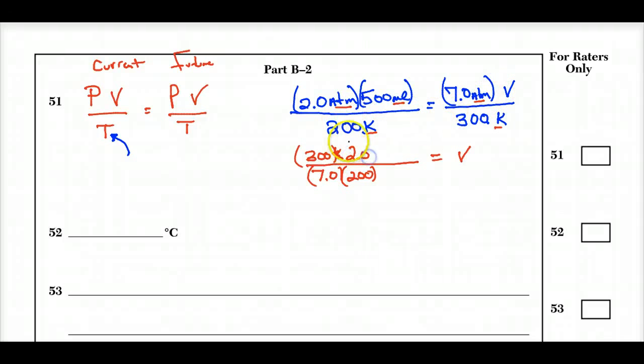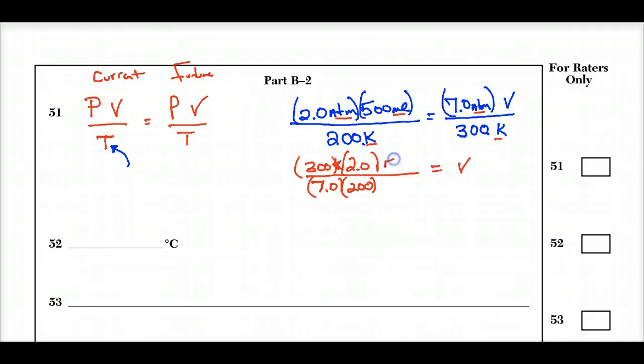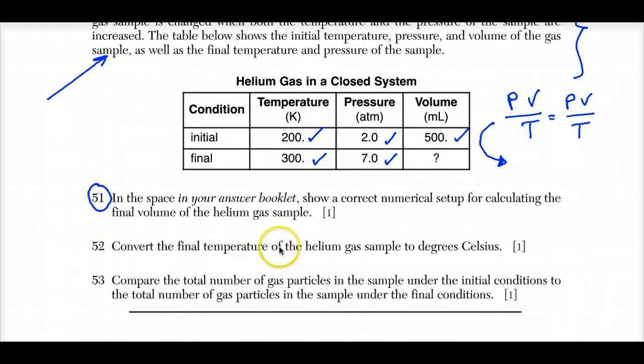So 2.0 and 500, and this is totally acceptable as well. All we did was put something on the top, on the bottom, something on the bottom, on the top, algebraically, because we multiplied both sides by 300 over 7.0 to cancel this side out, and solve for V. So clearly this one, or some combination where these numbers are on the right side, is correct. That would give you a point. Number 52. Number 52 states, convert the final temperature of the helium gas sample to degrees Celsius.